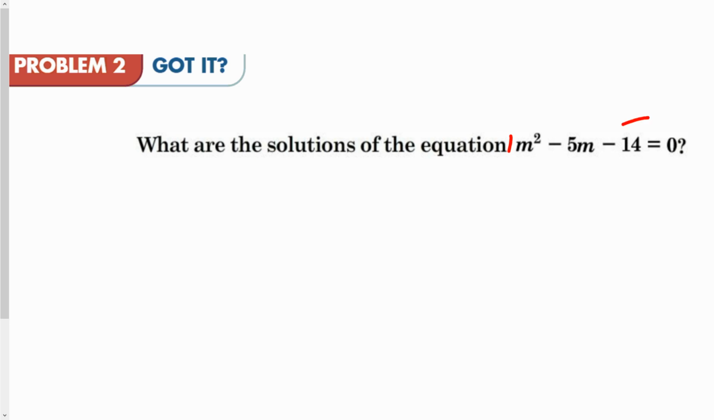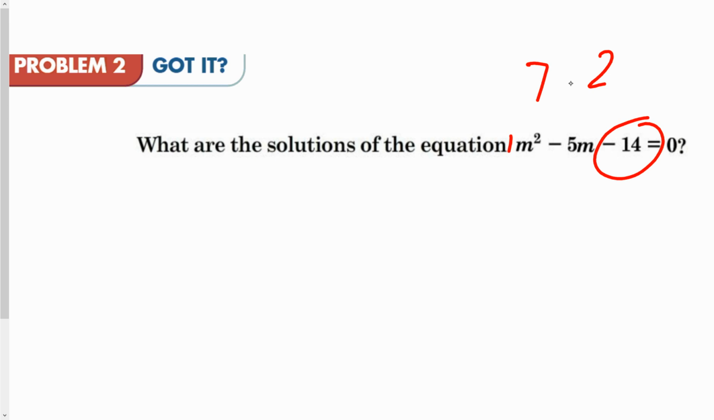You can just ask yourself, what is the opposite... what times what is 14? But because that's a negative, you have to say what subtracts to 5. So what times what is 14 but subtracts to 5? Well, that's 7 and 2. And then you can go on from there.